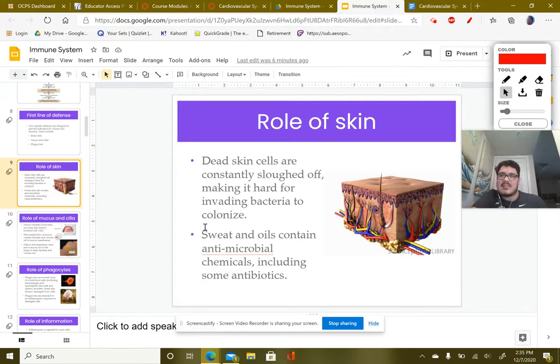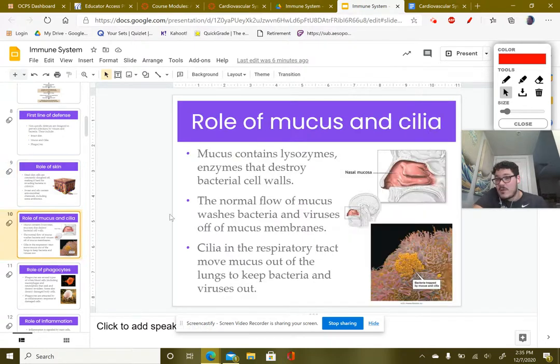Sweat glands are not necessarily as big for the immune system, but when we sweat because we're hot, you're going to secrete sweat and it's going to drip down your skin. As it drips down your skin, that is going to catch any sort of bacteria or viruses that are in the way. So it kind of acts like a natural response for the immune system.